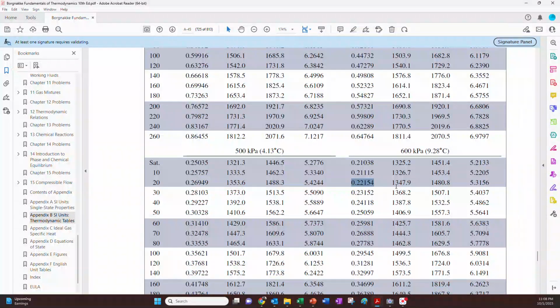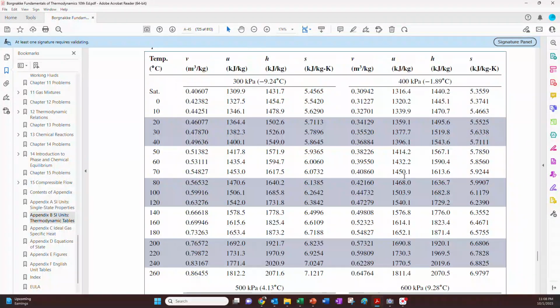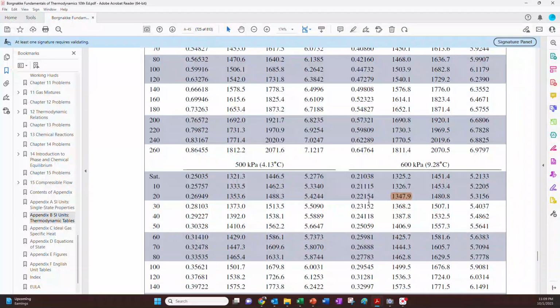So we can also write down the U right here while we're here. And double check, yeah, that's U. So U is going to be 1,347.9 kilojoules per kilogram. And is there anything else I want? No, I don't think so.